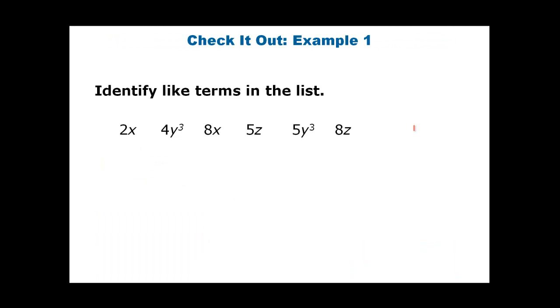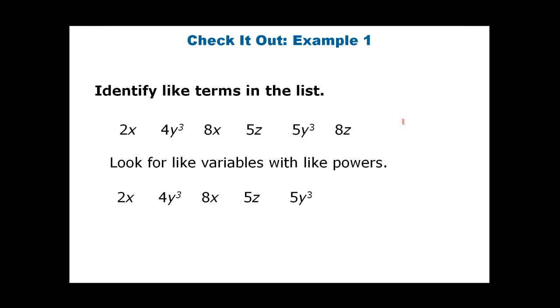Can you check this example, please? Identify like terms in the list. Okay, we will look at the variable with like power. We have 2x and 8x. Here the power is 1, here the power is 1. We have 4y cubed and 5y cubed. Okay, we have 5z and 8z.